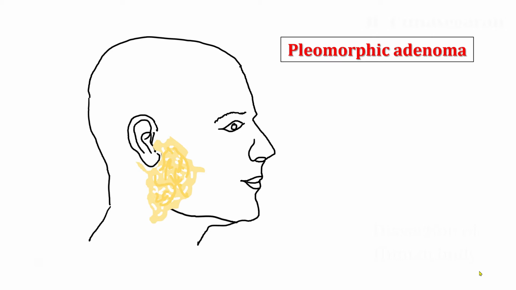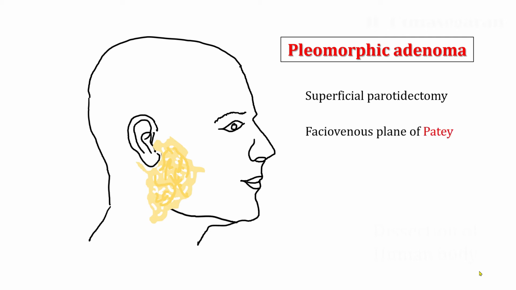Tumors of the parotid gland are common among the salivary glands. One of the common benign tumors of the parotid gland is called pleomorphic adenoma. Almost 90% of the parotid gland tumors affect the superficial lobe of the parotid gland, and the surgical procedure to treat the condition is the superficial parotidectomy. So the superficial part of the parotid gland is removed, and the superficial and the deep lobes are separated by a faciovenous plane of Patey, where the facial nerve is the main structure which separates the superficial and the deep lobes. So during superficial parotidectomy surgeries, we have to be careful to avoid injury to the facial nerve.